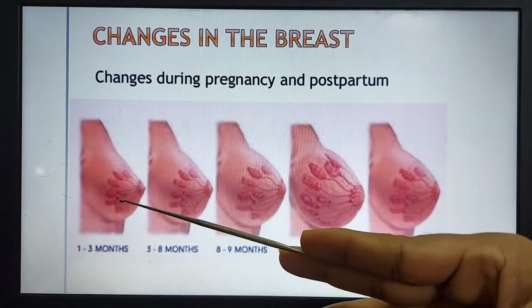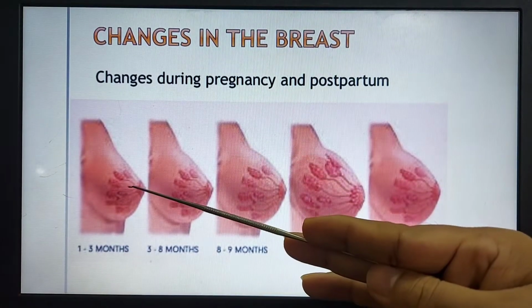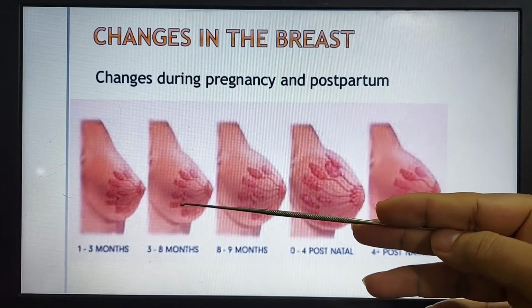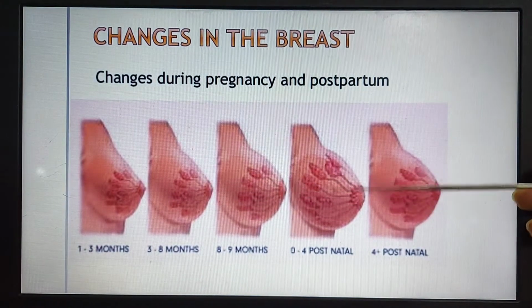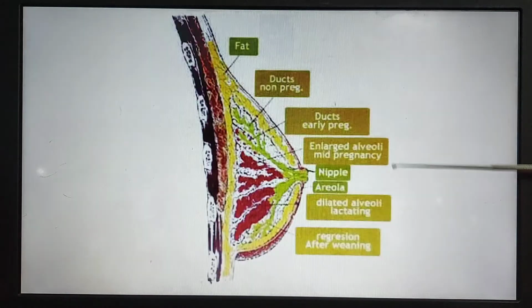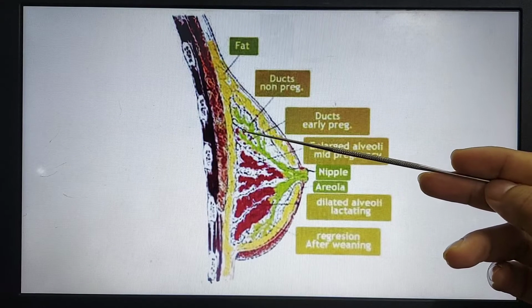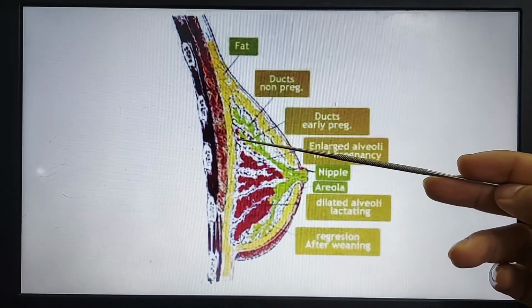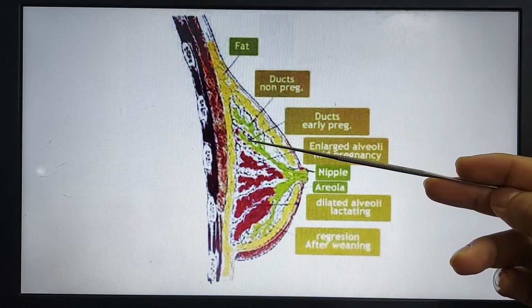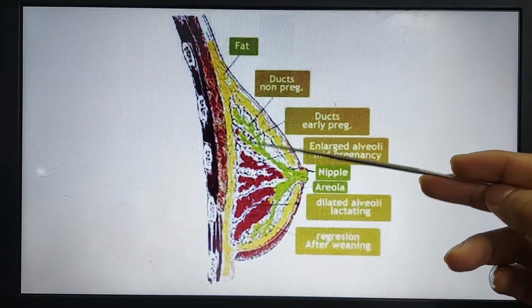The breast also changes during pregnancy and lactation. During pregnancy, there are some changes in early pregnancy. Here we see the early pregnancy, mid pregnancy, late pregnancy, and the lactating breast. In the non-pregnant breast there is a ductal system. And in early pregnancy, the ductal system along with the alveolar system begin to proliferate. They are increasing in size.